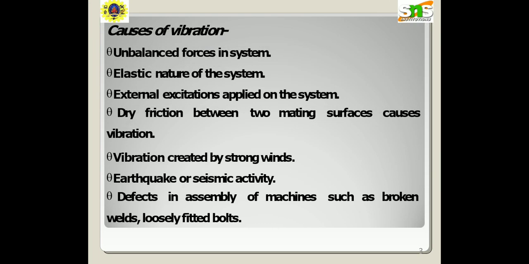The causes of vibration are earthquake or seismic activity, vibration created by strong wind, unbalanced force in the system, external excitations on the system, the elastic nature of the system, dry friction between two mating surfaces, and defects in assembly of machines such as broken welds and loosely fitted bolts.